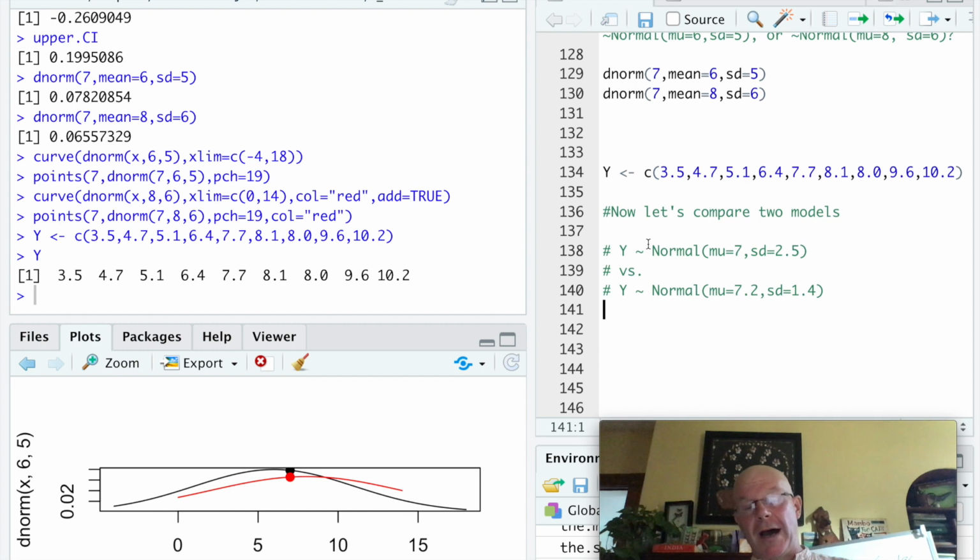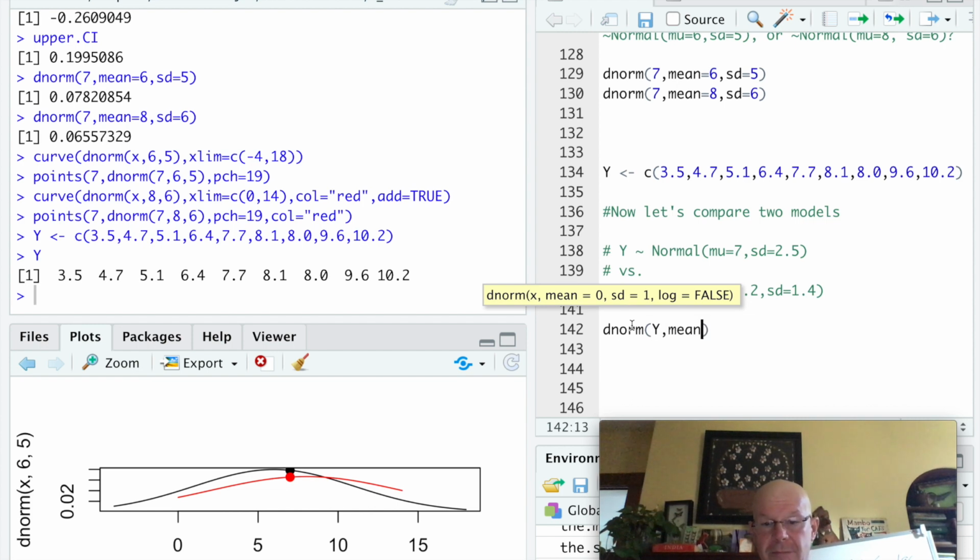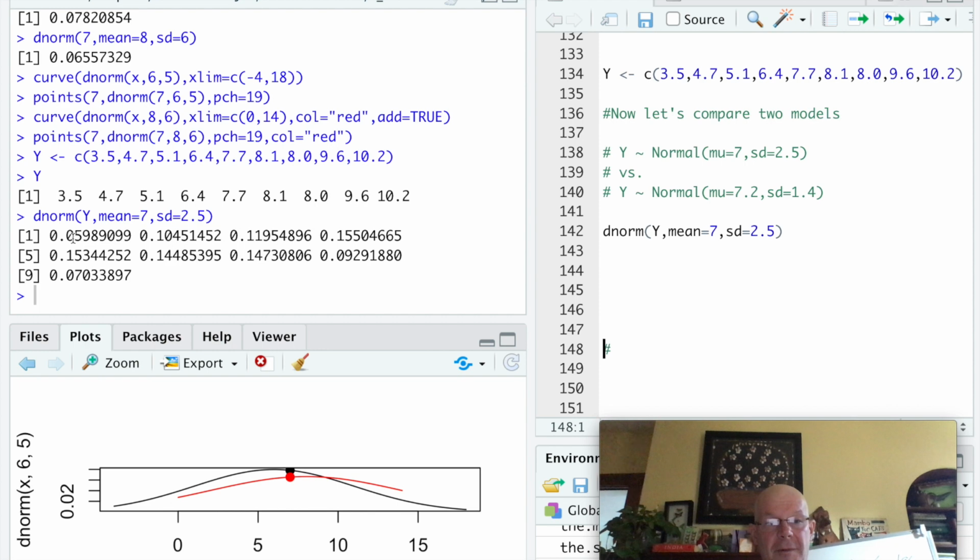So we have our sample of y, and we're going to model it as random variables drawn from a normal distribution. And let's say that there are two different possibilities that we want to explore. We either got those data from a population with a mean of 7 and a standard deviation of 2.5, or we got those data from a population with a mean of 7.2 and a standard deviation of 1.4. And so we can use the dnorm function. We could say dnorm of y with a mean equal to 7 and a standard deviation equal to 2.5. And now we have a vector of probability densities.